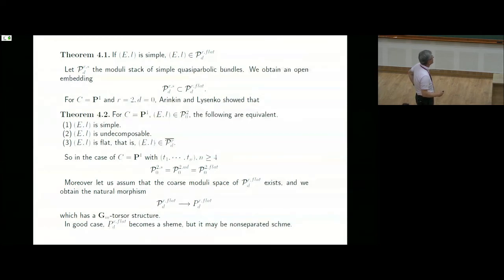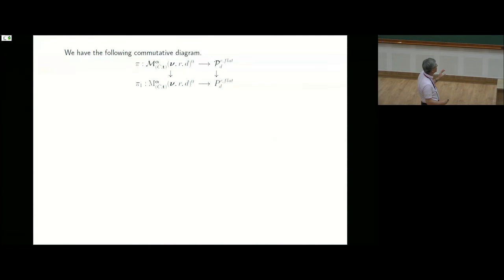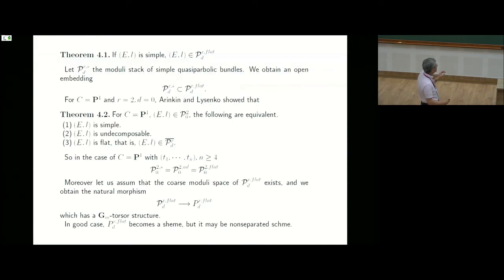Then this means that if we write our moduli stack of the simple parabolic bundles, then PRSD is in PR flat. Then for C equal P1, r equal 2 and d equal 0, this is the case of the rank 2, dimension 2 cases. Arinkin and Dyshenko showed that simpleness, indecomposedness and flatness are the same. So in this case, you have this result.